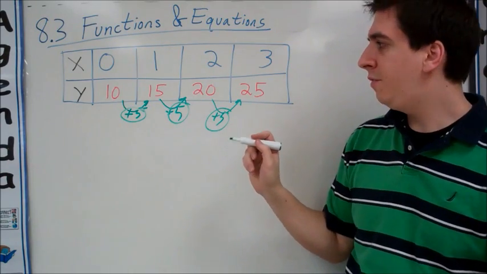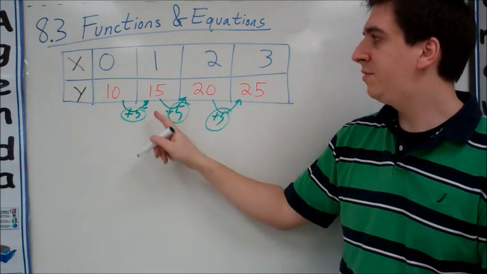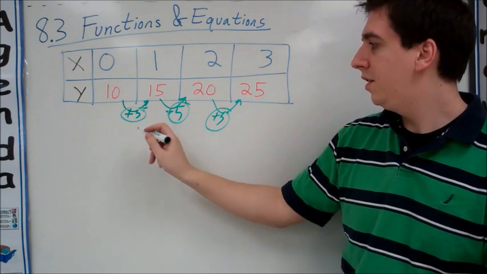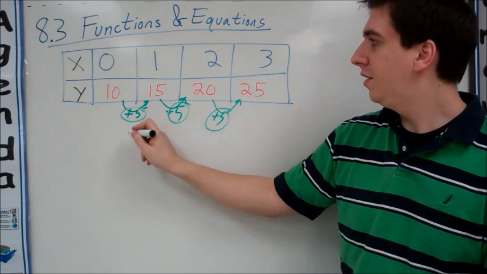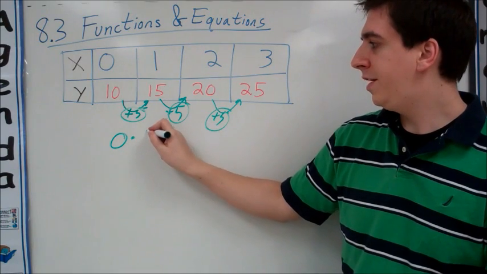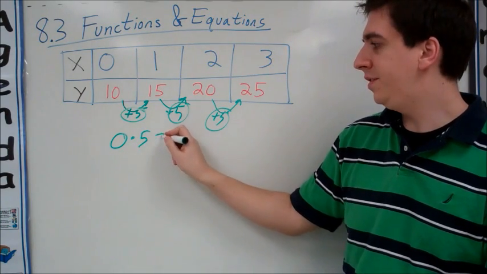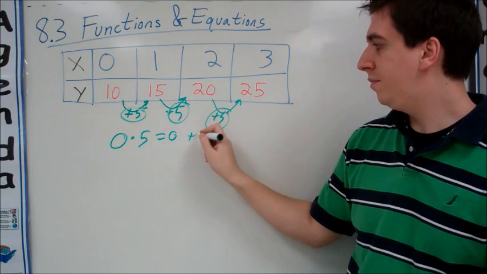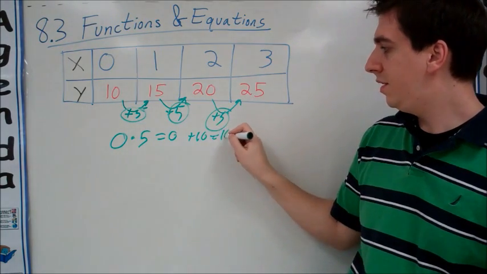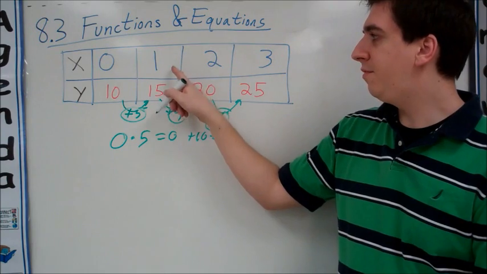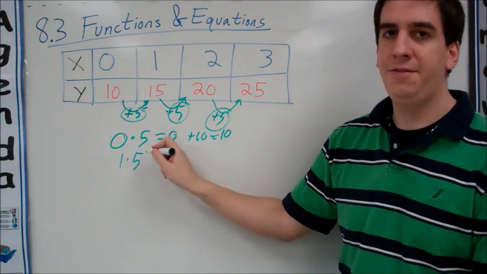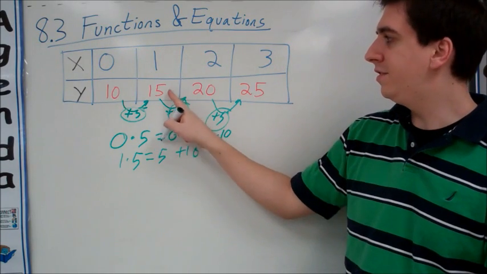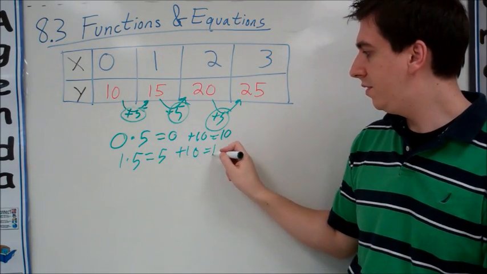Now we're going to say, well, this plus 5, remember, that means we're multiplying x by 5, and then we're doing something else. So let's see what we do here. 0 times 5 is 0. Plus what to get to 10? Plus 10 is 10. Let's see if that works for 1. 1 times 5 is 5. 5 plus 10 is 15.